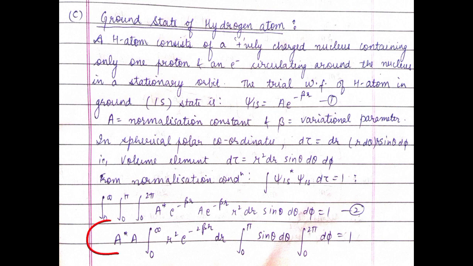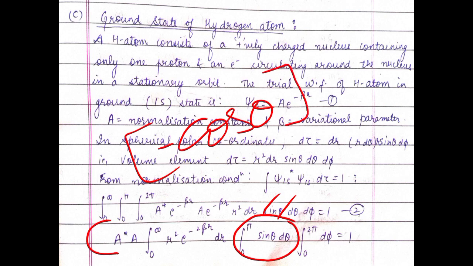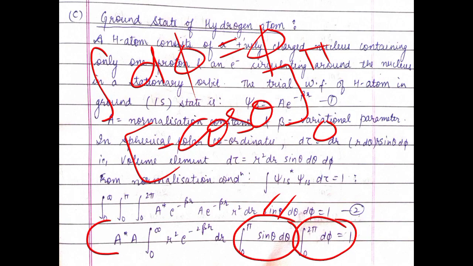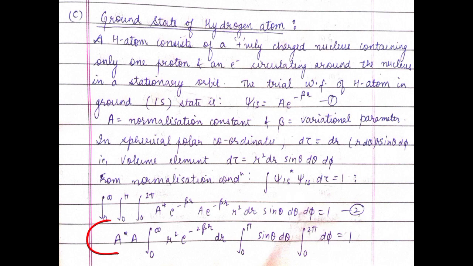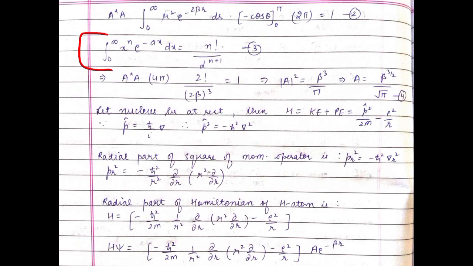Then we will use a standard integral. The theta integral will give us cos theta, because the integration of sine theta is minus cos theta, and its limits go from 0 to pi. The phi integral will give us the value 2 pi, because when we integrate d phi, we get phi, whose integration limits are from 0 to 2 pi. So on the whole, when we solve it, we will get the value 2 pi. Now the r part of this integral will be solved by the standard integral given by equation number 3. You can see here that whatever I explained earlier is given here, that is, the integration of sine theta is minus cos theta with limits from 0 to pi, and the integration of d phi will give us 2 pi.